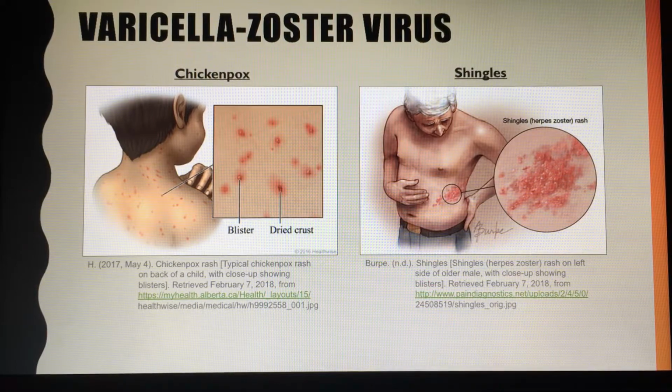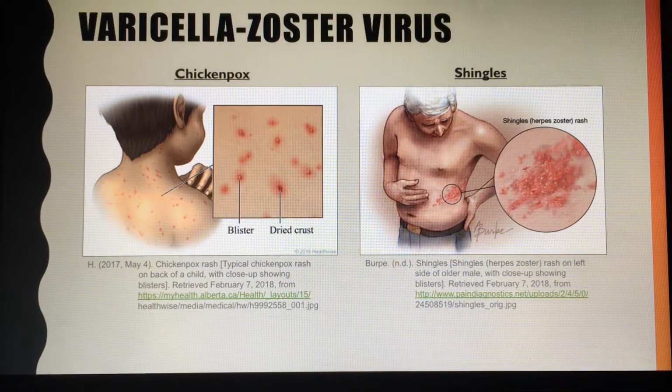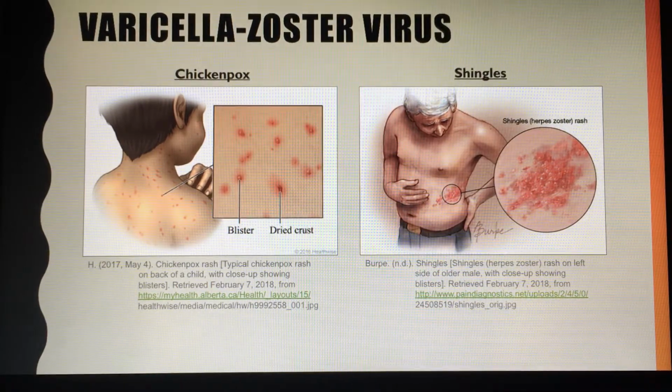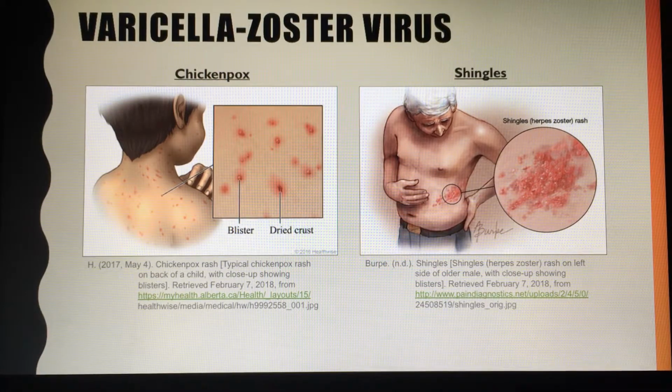Another difference is the blisters. As you can see in both the up-close parts of the image, the blisters on the shingles rash are very close together, as opposed to the chickenpox rash, where the blisters are spread out. So these are just two images showing examples of what the chickenpox rash and the shingles rash can look like.